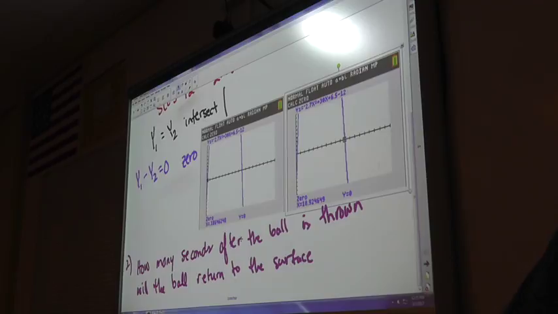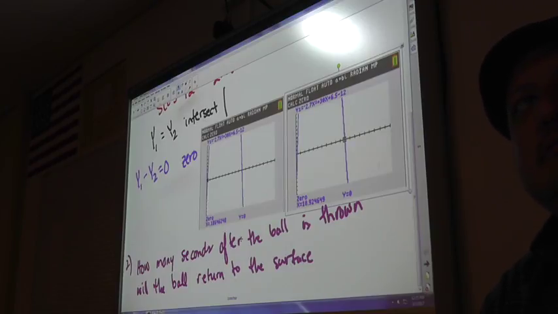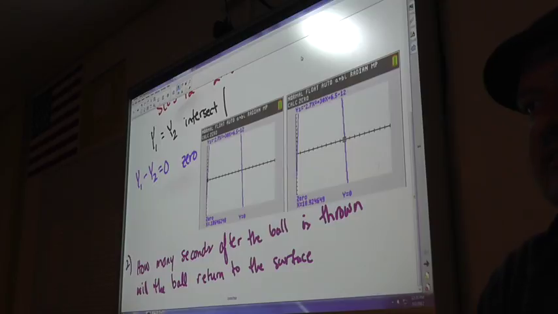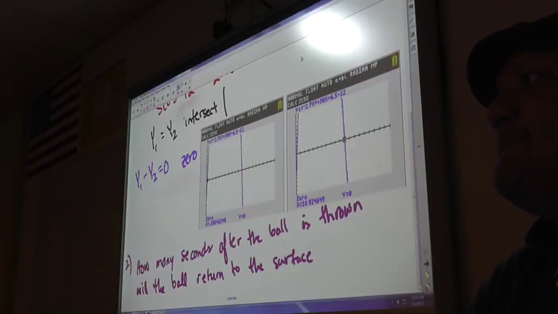Now, when does the ball hit the ground? Do you have any questions? Anyone else? So what answer is the final answer? What answer is the final answer? Both of them, right?